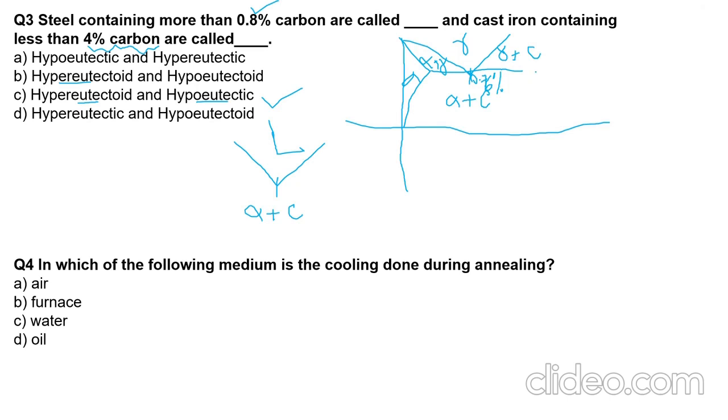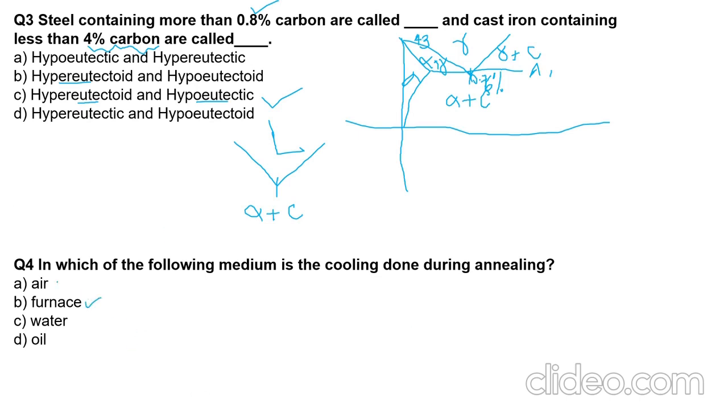See, this is your A1 temperature. This is your A3 temperature where you have a gamma transformation. So above this A3 temperature, you keep the furnace at greater than A3 temperature, and then you hold it for some time. Then you take out your sample, and there are different options. If you let it cool in the furnace, then it is called annealing. This is the right option for this question.